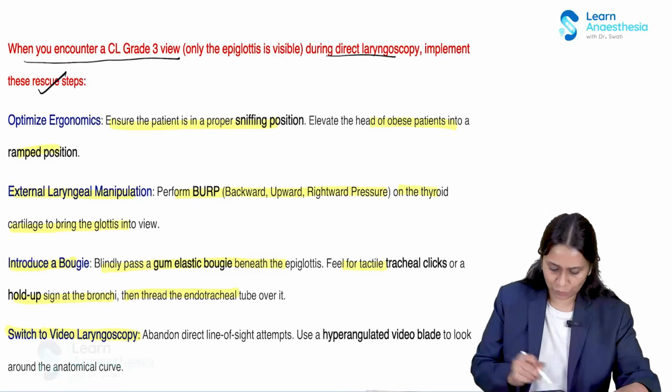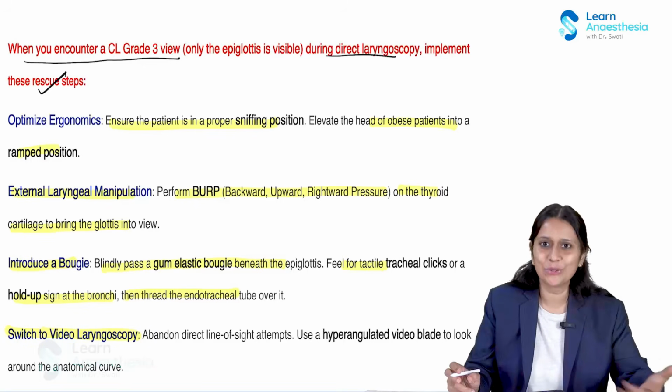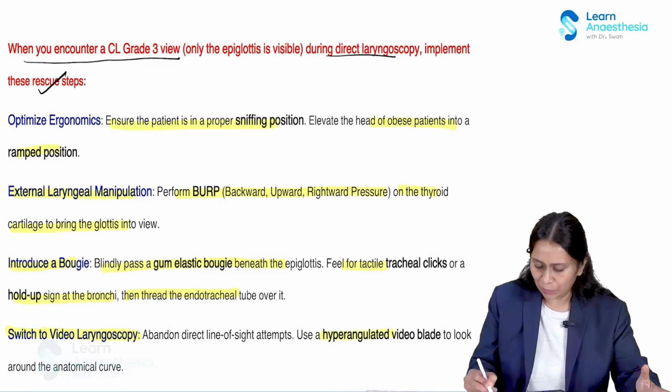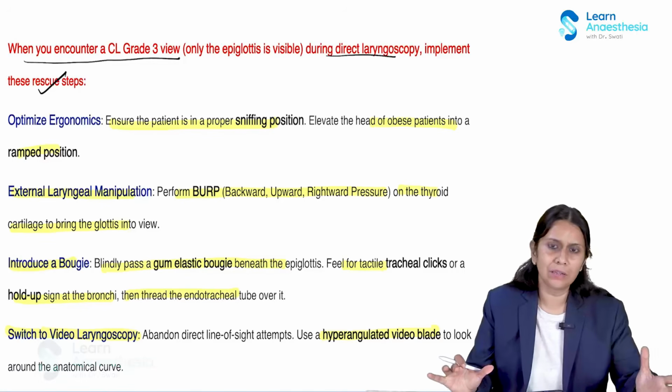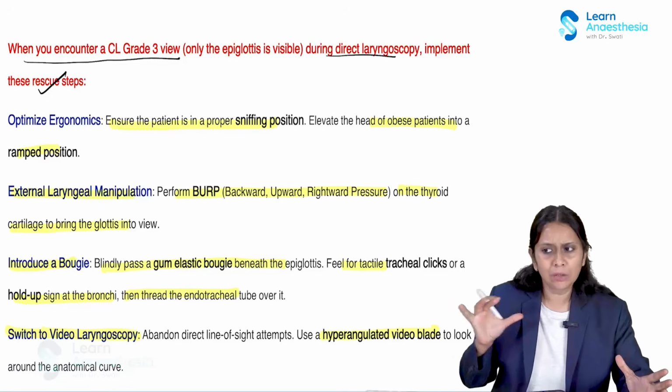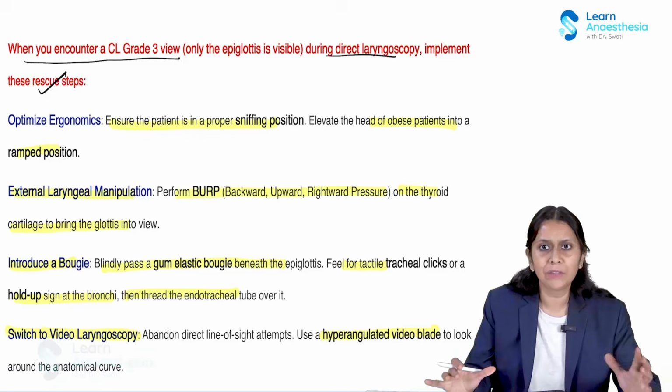Switch to videolaryngoscope. Nowadays we do this mostly. Switch to videolaryngoscope, which will definitely improve our view, and use a hyperangulated videolaryngoscope like the C-MAC blade, etc. For full information on videolaryngoscope, please see our topic, the videolaryngoscope, in the Learn Anesthesia app.